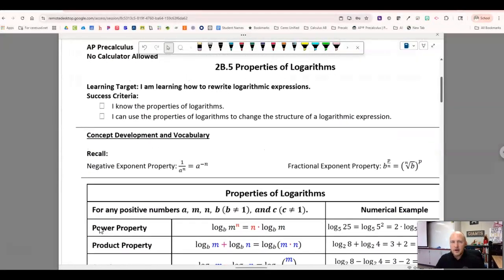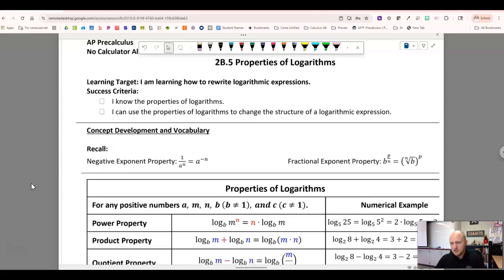Today we're learning how to rewrite logarithmic expressions, and that's going to involve the properties of logarithms. So you have to know properties of logarithms, and you can use the properties to change the structure of the logarithmic expression.